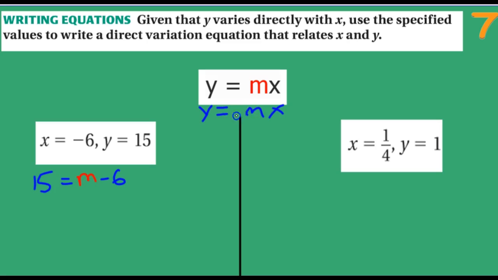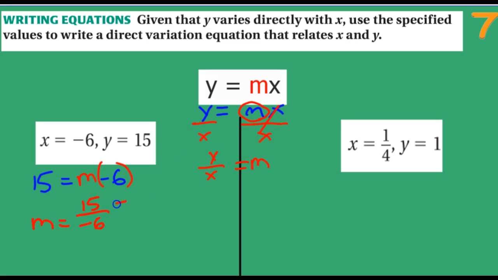So if we were going to do this problem here, we've got to get m by itself because that's what we're looking for. So m and x are touching, so I'm going to divide by x to get x to the other side. So our new equation then is m equals y over x. So then if we have y over x, what we need to do then is make this into our equation. So we have m equals, our y is 15, our x is -6.